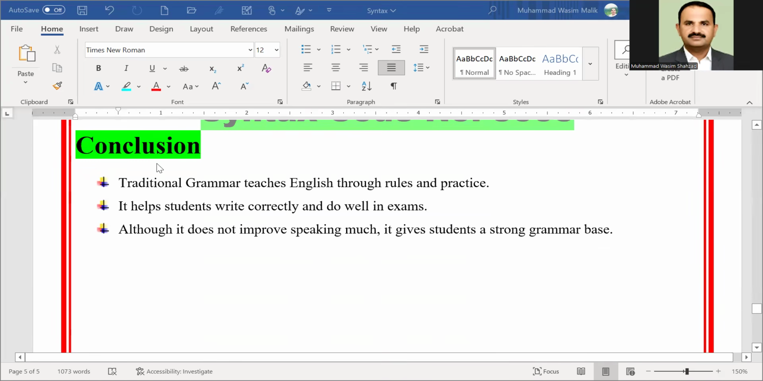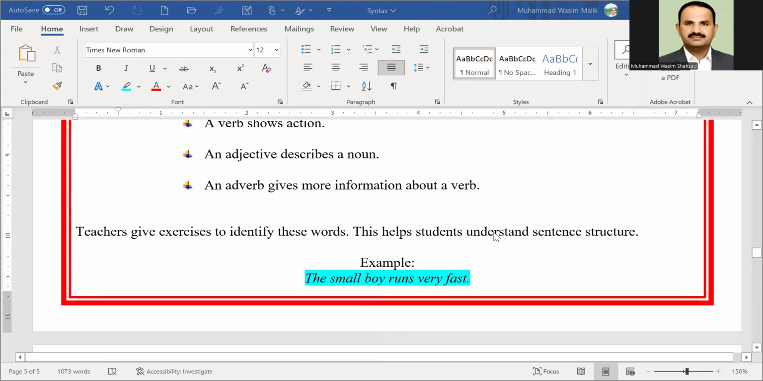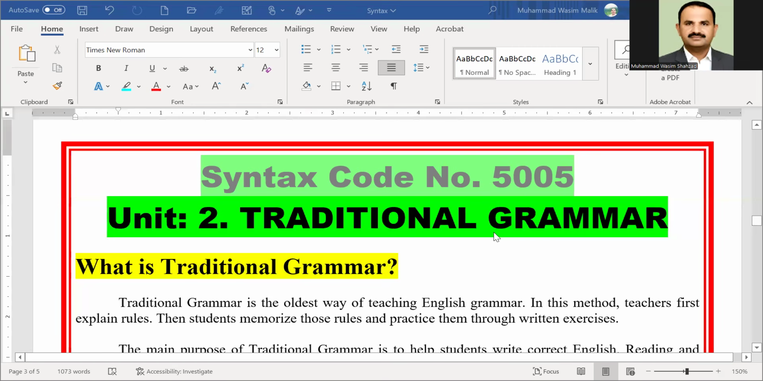So we conclude our today's lecture about traditional grammar. Traditional grammar teaches English through rules and practice. It helps students write correctly and do well in examination. Although it does not improve speaking much, it gives students a strong grammar base. So, student, that was all about traditional grammar.